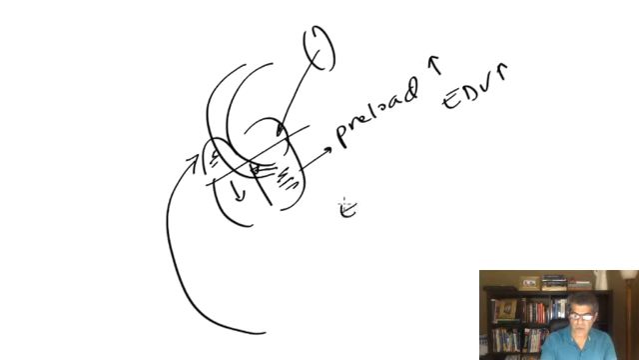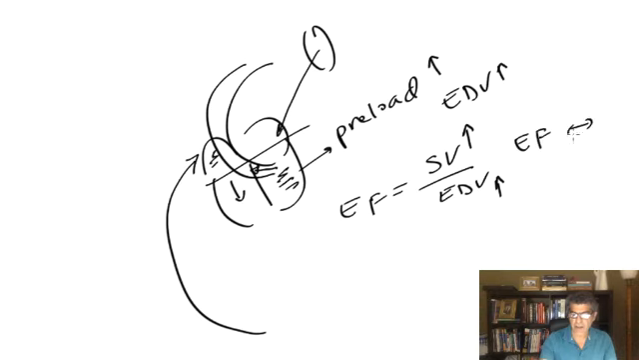So the point here is this. If I pump more blood out, more blood is going to come in. More blood is going to come to the right side of the heart, more blood is going to go to the lung, more blood is going to come to the left side. That means my preload is going to go up, and now my end diastolic volume is up. Remember, ejection fraction is equal to stroke volume divided by end diastolic volume. If my stroke volume goes up, then my end diastolic volume is going to go up, and my ejection fraction is going to stay constant.